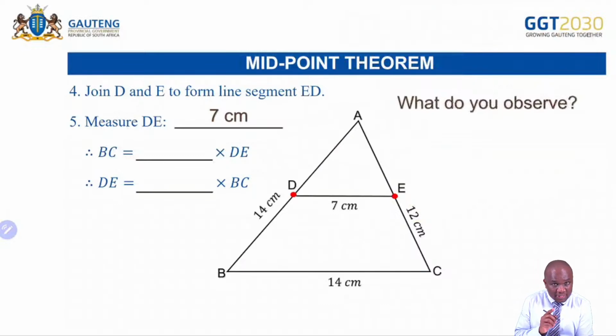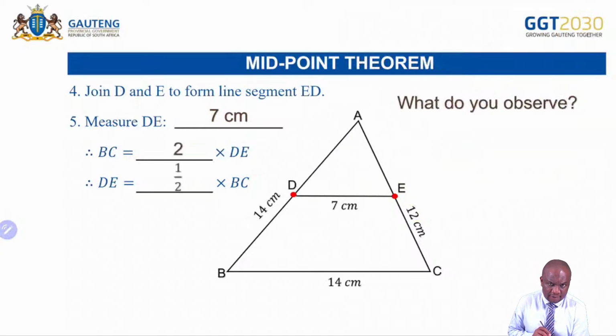A line segment joining the midpoints of two sides of a triangle is half the length of the third side. In this case, our third side is BC. It is half the length of the third side, in this case BC. So BC is 2 times DE. Or you can say DE is half of BC.